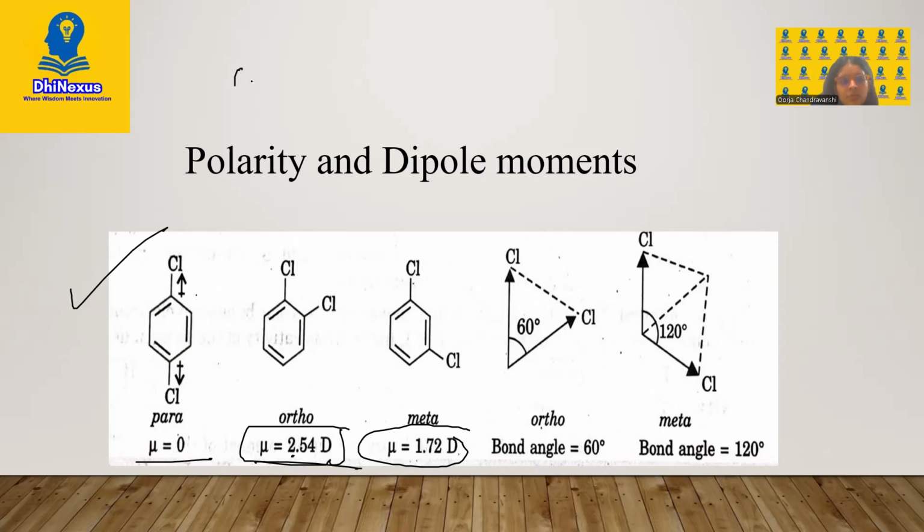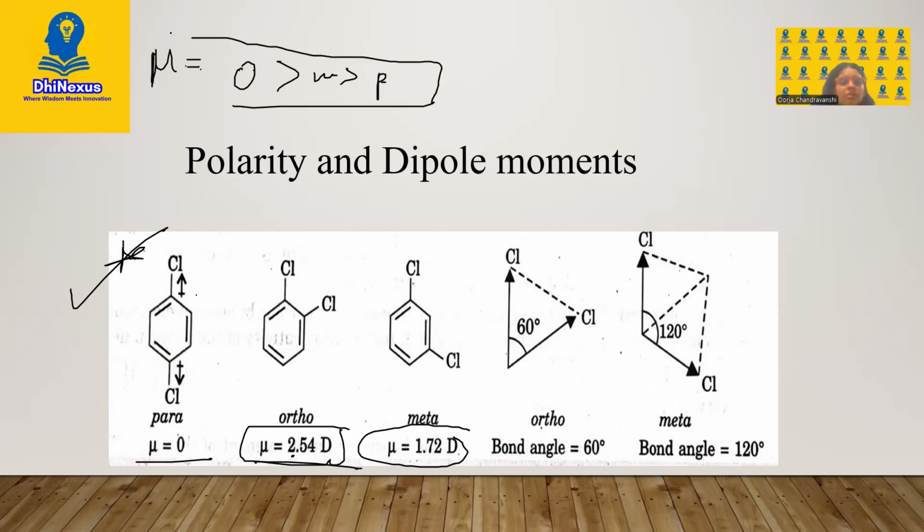So which one has the most? We have ortho, then meta, and then para. Such questions are highly asked when we're talking about NCERT related topics, and sometimes we also observe this in competitive exams. So this is the dipole.